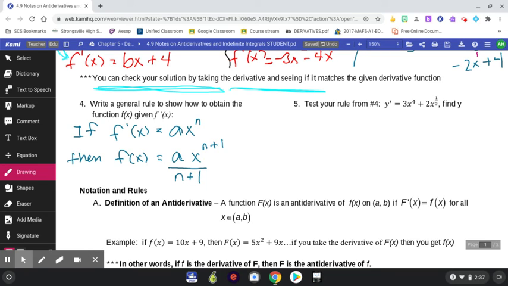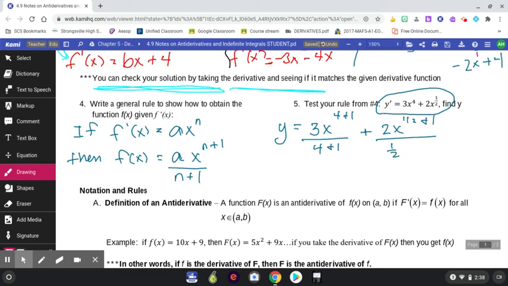So we're going to go ahead and test this rule, okay? So if I have y prime equals 3x to the 4th plus 2x to the half. Yeah, I know, I threw a fraction in there, okay? Then based on my rule, y would be equal to 3x to that. I'm going to add 1 to the exponent, and I'm going to divide by that new exponent, okay? Same story here. So I have plus 2x to the 1/2. I'm going to add 1 to the exponent, and I'm going to divide by the new exponent. And then I'm just going to say plus c.